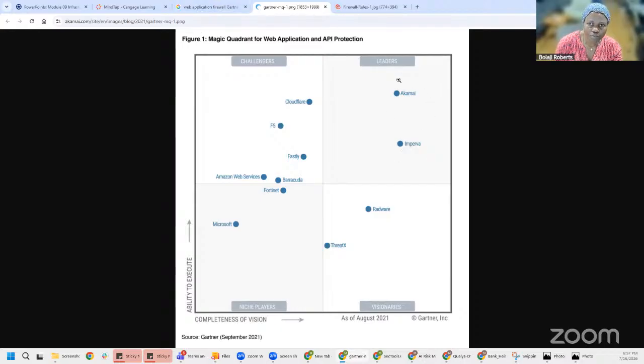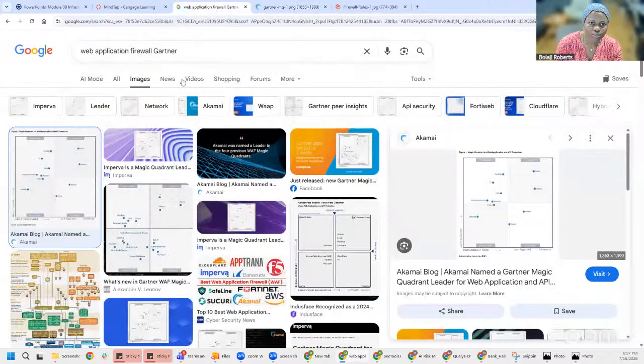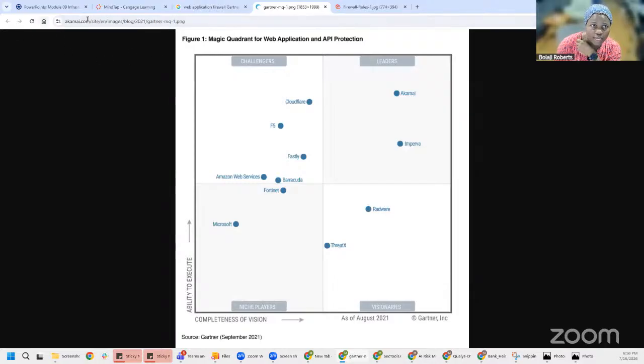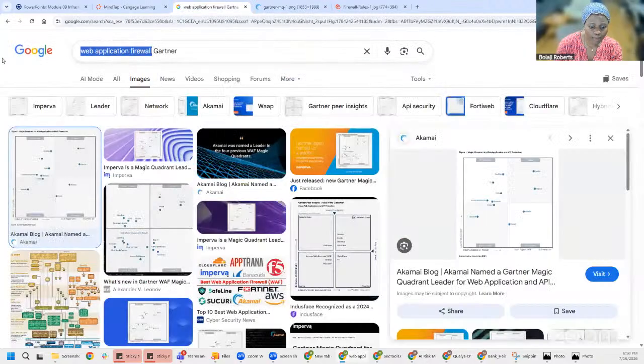Akamai is probably more popular in the US, but in other regions you see Imperva is a very strong leader. Then you have next generation firewalls as well. With next generation firewalls, that's where you will see the likes of Checkpoint, the likes of FireEye.